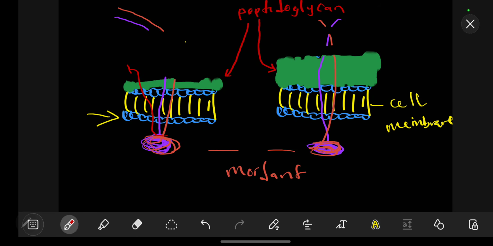Now, due to the fact that the cell wall of this one is smaller compared to this one, this complex made is removed out. It gets washed away. So what begins to happen is that this is no longer there. After the decolorizer, the color of the gram negative becomes colorless. But for this one, the complex stays because of the size of the cell wall.